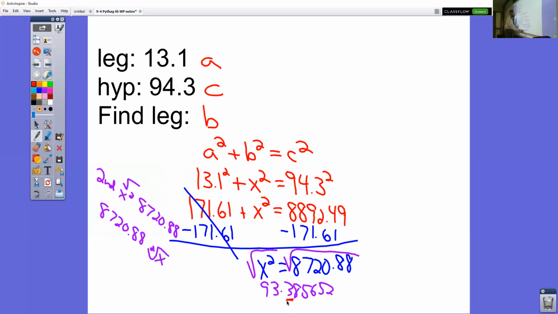The 3 is in the tenths spot. You need to look at the number after it. That number after it is 5 or higher. So we're going to round up to be 93.4.